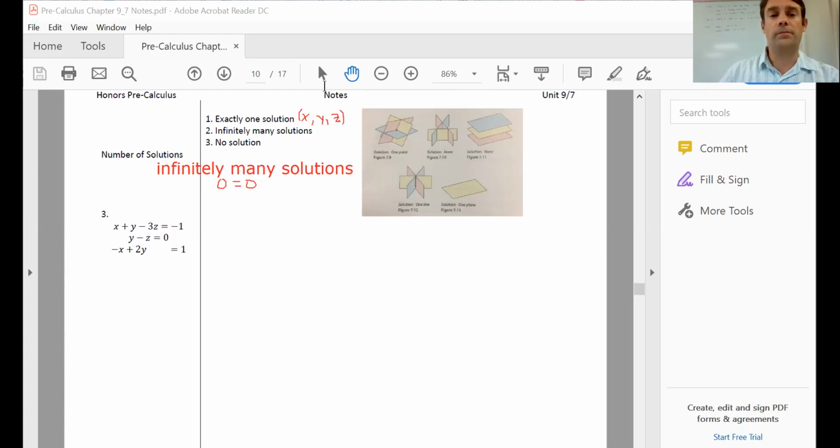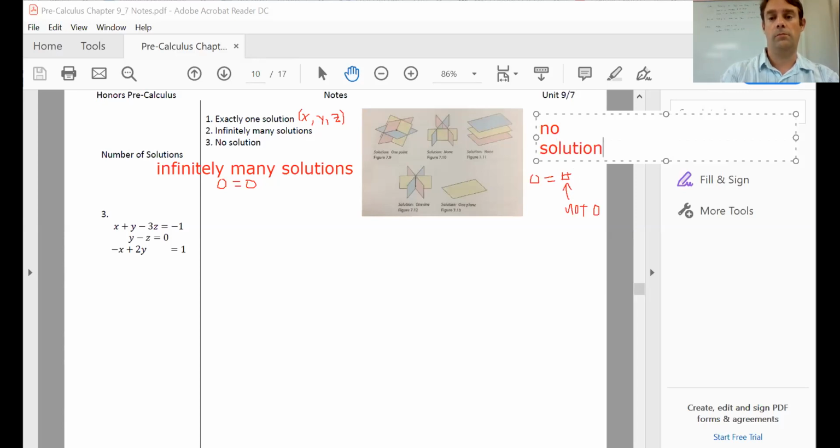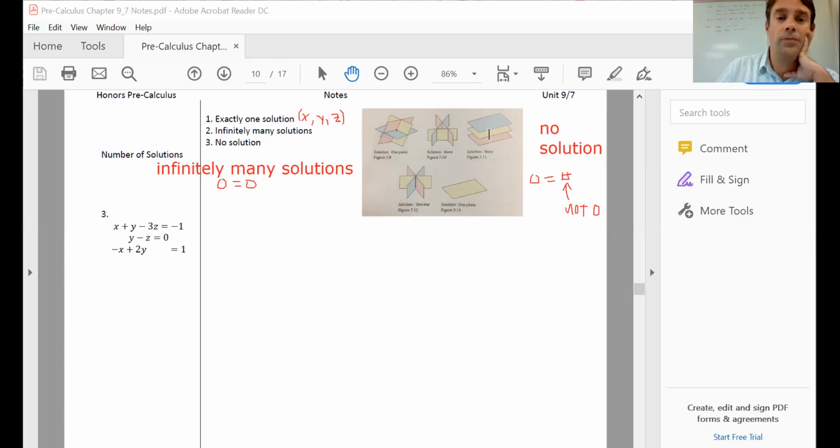Other times, we end up getting some number. We get 0 equals some other number. It's just not 0. All the variables go away, and we get 0 equals some number that's not 0. And when that happens, we say, okay, well, it turns out in that one, there is no solution. So sometimes we have infinitely many, sometimes we have none. So we're going to kind of expect to see that happen here on one of these.